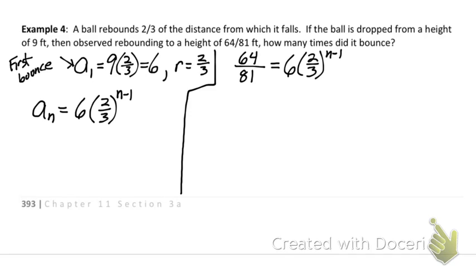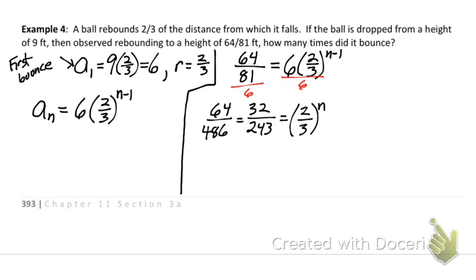All right, so my very first step is to divide both sides by 6. That's going to result in 64 over 486, which we can simplify down to 32 over 243, and that's going to equal 2/3 to the n minus 1.